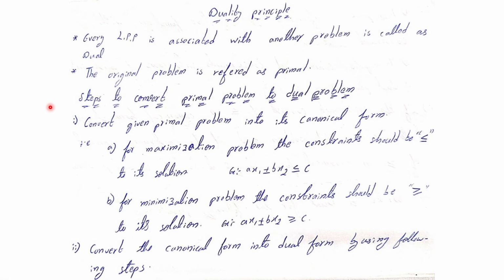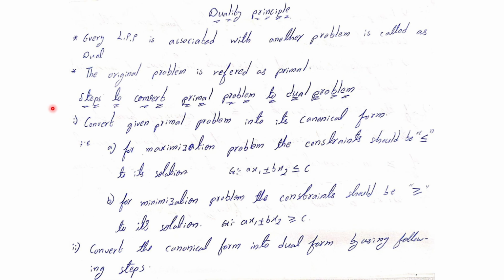In this session, we are going to discuss the topic duality principle in machine learning. Let us initially know what a duality principle is. For every problem, there are two types of problems. The first one is the primal problem and the second one is the dual. Every LPP is associated with another problem called a dual, and the original problem is referred to as the primal problem. For converting the original problem into the dual problem, there are several steps to be followed.